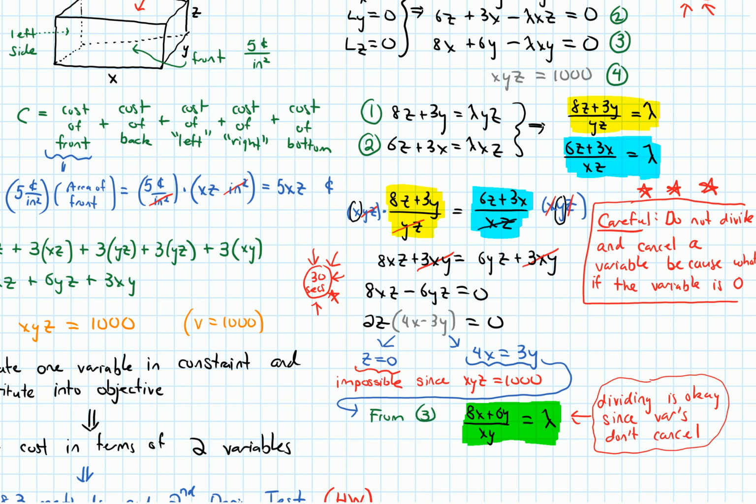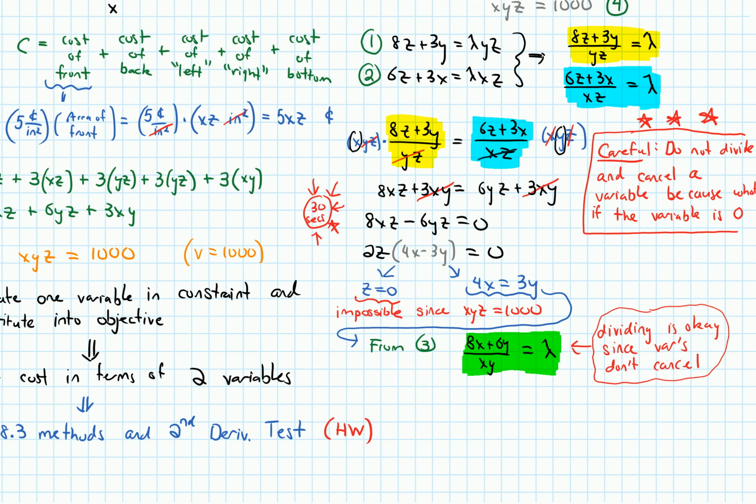So just like we did before when we set two of these lambda expressions equal, let's set this third lambda expression we got equal to the second one that we had above. So if we do that, we would get the 6z plus 3x over xz. That was the blue one. That's going to be equal to the 8x plus 6y over xy. That was the green one.